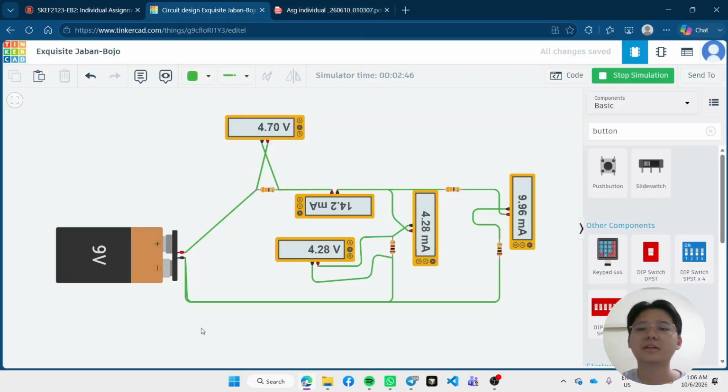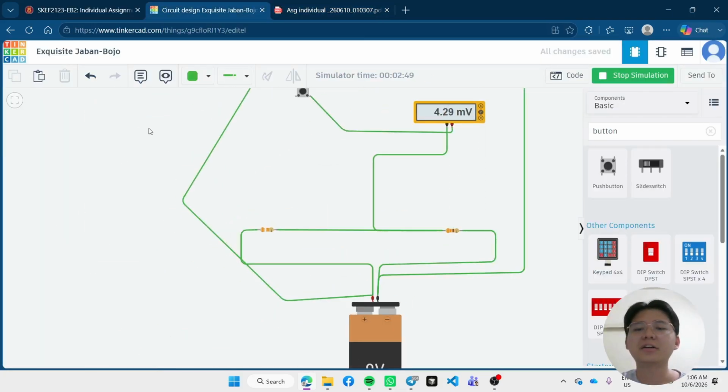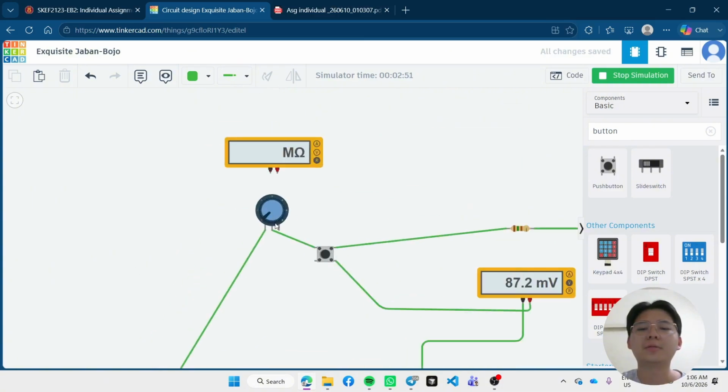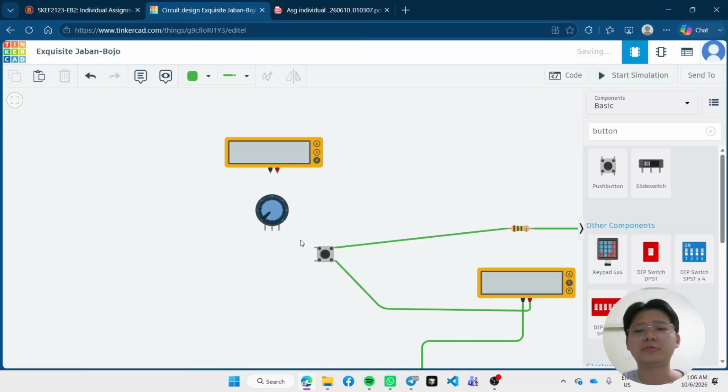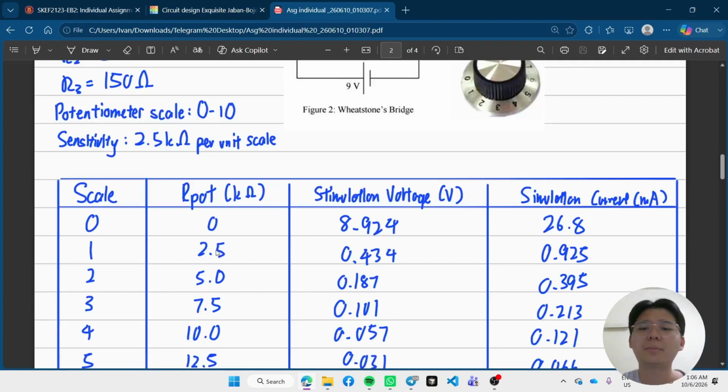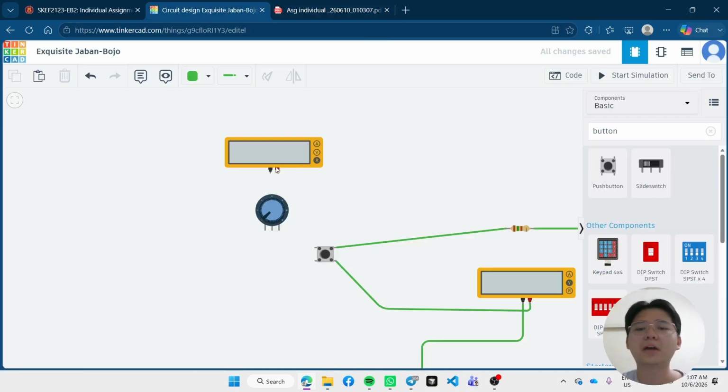So like this one. Okay, since the potentiometer is not able to know the scale from 0 to 10, before we calculate, we need to set the scale to 0. How to set the scale to 0 is we see this R port. We turn the potentiometer to this scale. For example, I use the ohmmeter to measure from here to here.